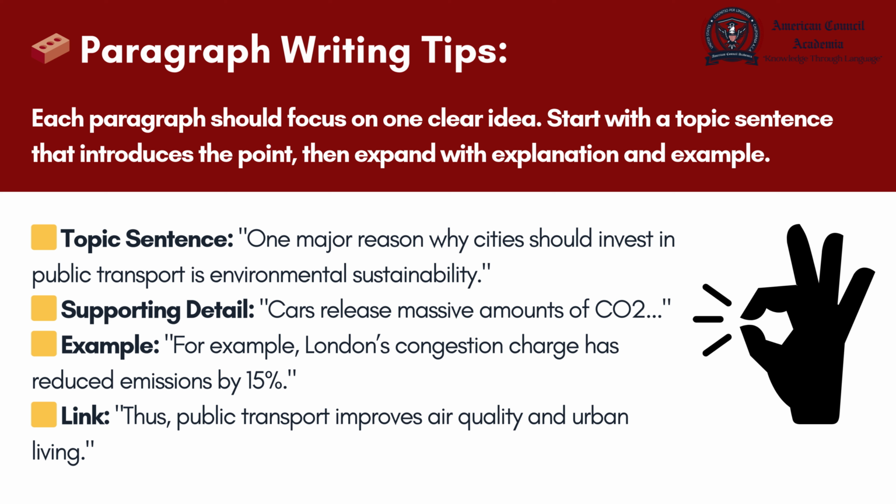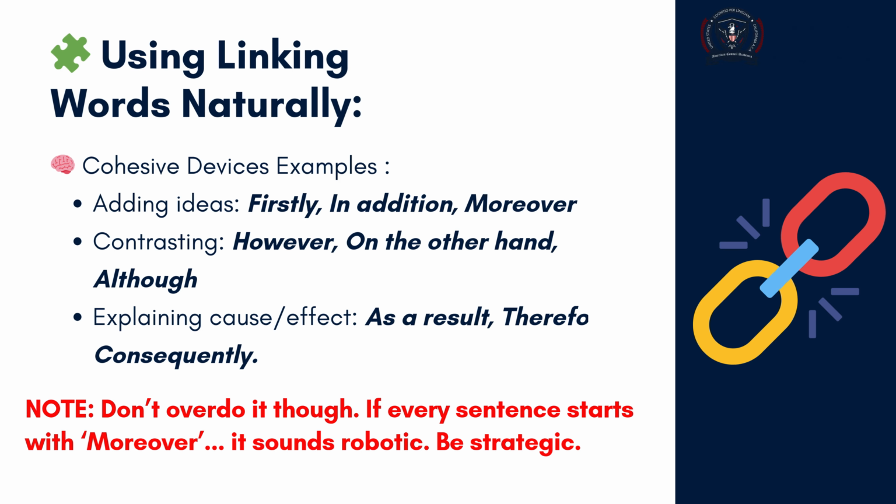First, topic sentence. One major reason why cities should invest in public transport is environmental sustainability. Secondly, supporting detail. Cars release massive amounts of CO2. Next, an example. For example, London's congestion charge has reduced emissions by 15%. Finally, link. Thus, public transport improves air quality and urban living. Notice how you use linking words naturally.